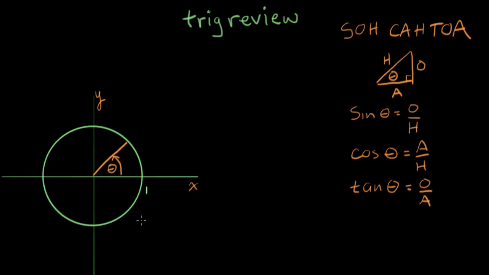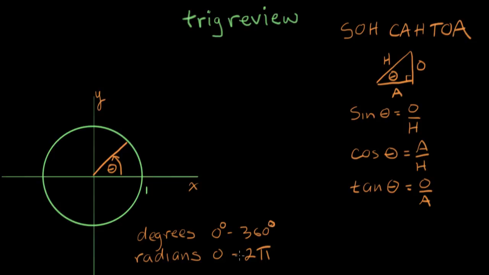Angles are measured in two ways. Angles are measured in degrees from 0 to 360. And angles are also measured in something called radians, and that goes from 0 to 2 pi. So these are two different angle measures. When you're measuring in degrees, we put the little degree mark up here. Radians don't get a degree mark on them.